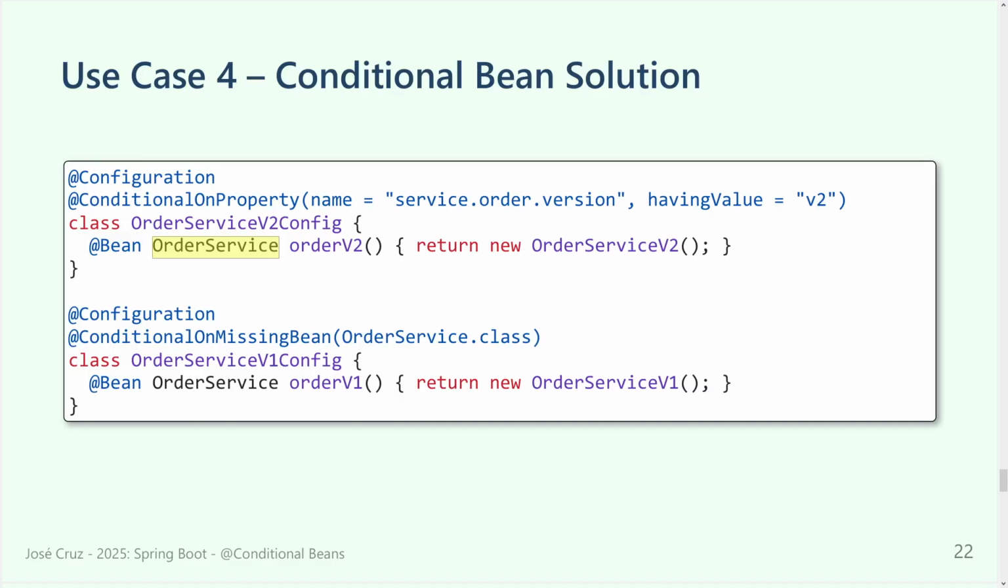After you have a version 2, this one will start to be ignored because this will be false, meaning it's not missing the order service. There is already an implementation of the order service. So I will not instantiate this one, and the other will be. Otherwise, you will have an ambiguity because you will have two beans implementing the same interface.